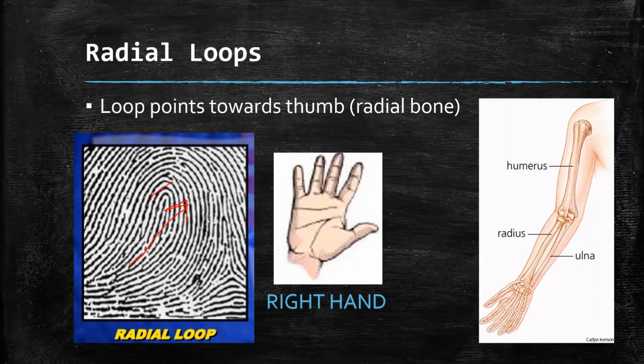Okay, so this is your thumb. Okay, that's my hand, sorry. So it's pointing up and towards the thumb, the radius. So it's a radial loop.